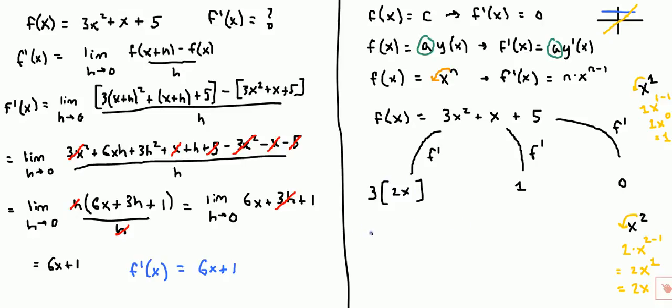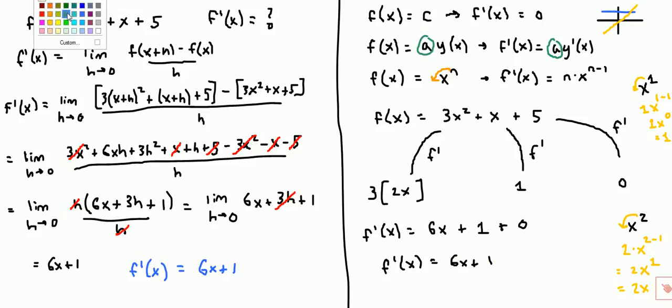So now we have all the individual derivatives. We just add them up. 3 times 2x is 6x, plus 1, plus 0. Okay? That means that f prime of x is equal to 6x plus 1. Alright? And that's good because this matches what we got earlier. Right? Same answer, 2 different methods.